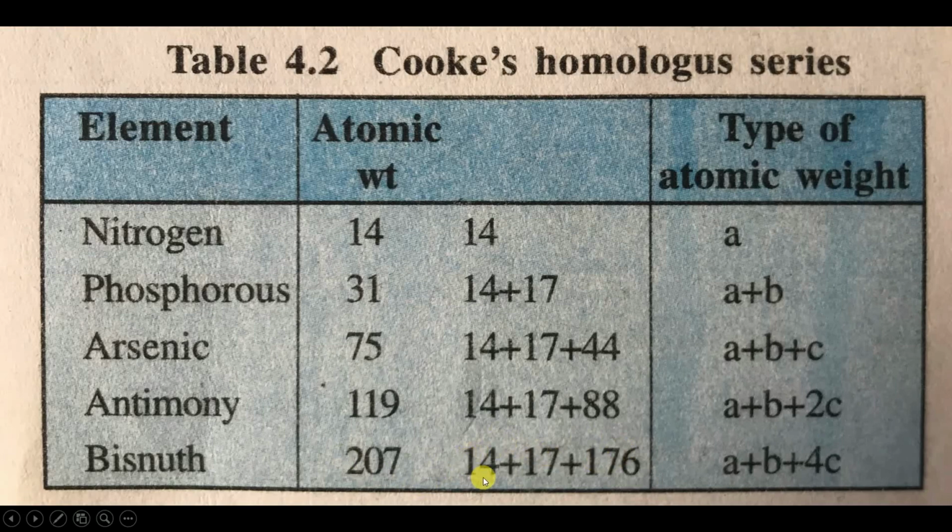And he assumes this 14 to be A, this 17 to be B, and this 176 is nothing but 4 times of 44, and 4 times of 44 means nothing but 4 times of C. Now these equations are very weird to remember. Here he has discovered only 5 elements, he has made a group of 5 elements, and for that we have to remember the 5 equations. Although he was not able to justify these equations for all the elements, therefore obviously he was rejected.